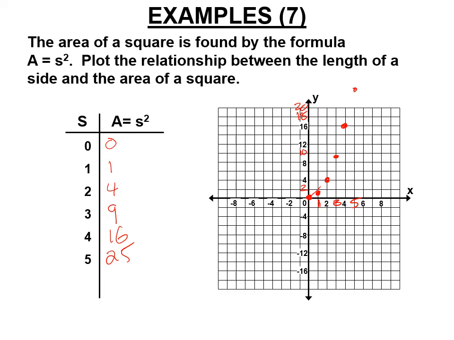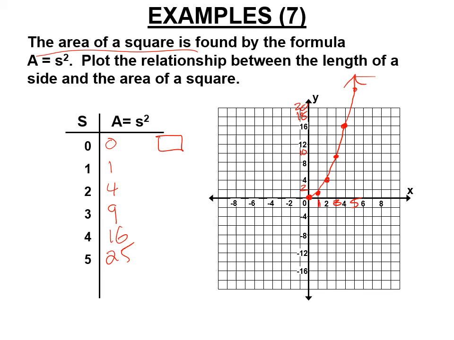Okay, but notice, I'm going to draw the U shape. Well, what happened to the other side? Well, what happened to the other side is, can the area of a square be negative? So this is a square. Let's just go over this, right?